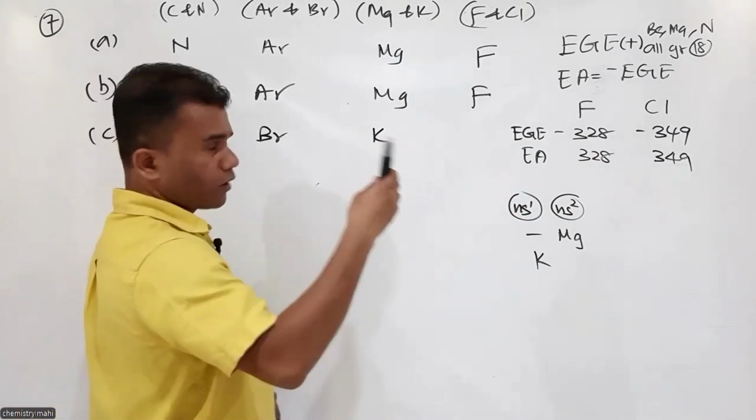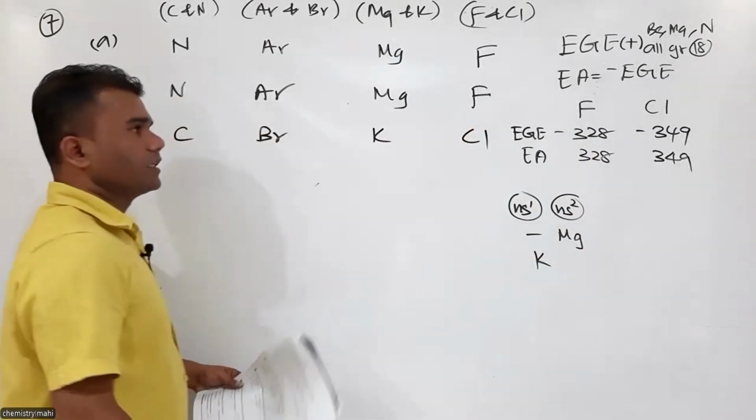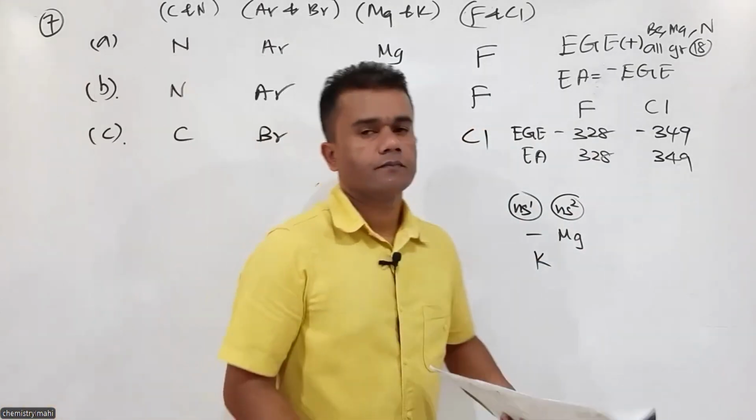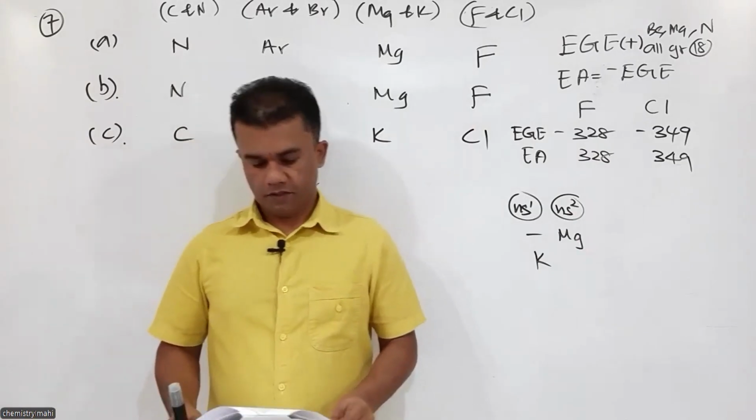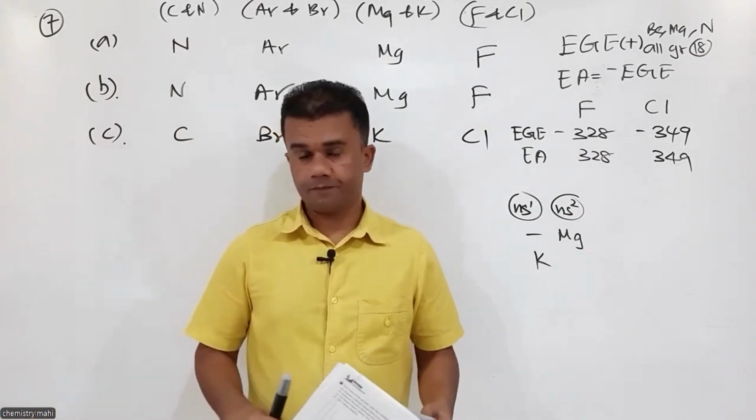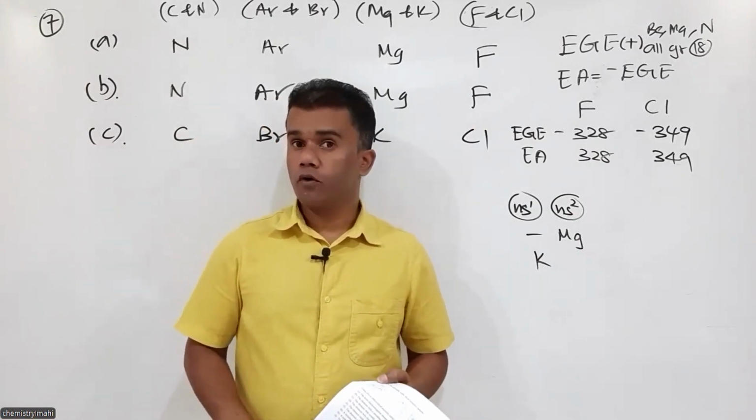Thereafter, fluorine, chlorine: down the group, size increases. Then chlorine should be the larger one. This is the way we answer question number 7. I hope you're okay with this one.